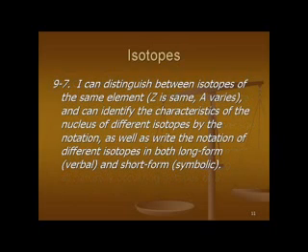It is important to be able to distinguish between the isotopes of the same element. So, Learning Standard 9-7 simply says this: I can distinguish between isotopes of the same element. One way I do that is Z is the same, A varies, and I can identify the characteristics of the nucleus of different isotopes by the notation, as well as write the notation of different isotopes in both a long form, a verbal, and a short form, symbolic. So that's where we're headed next.